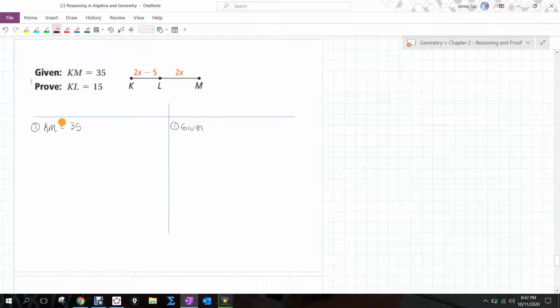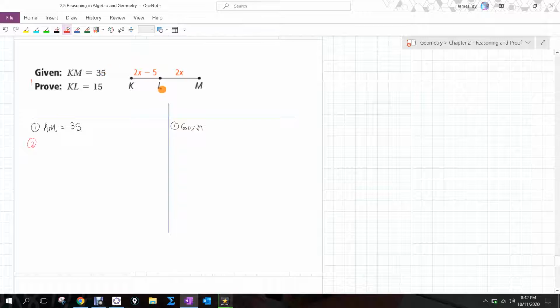Now, obviously we would know that we would take 2x minus 5 plus 2x equals 35. But we'll walk through the logic of that, the step-by-step discussion or argument that says, why can't I do that? So, if you remember our steps, first thing we write given, second thing look for vocabulary. There's no vocabulary here, so we can skip that.